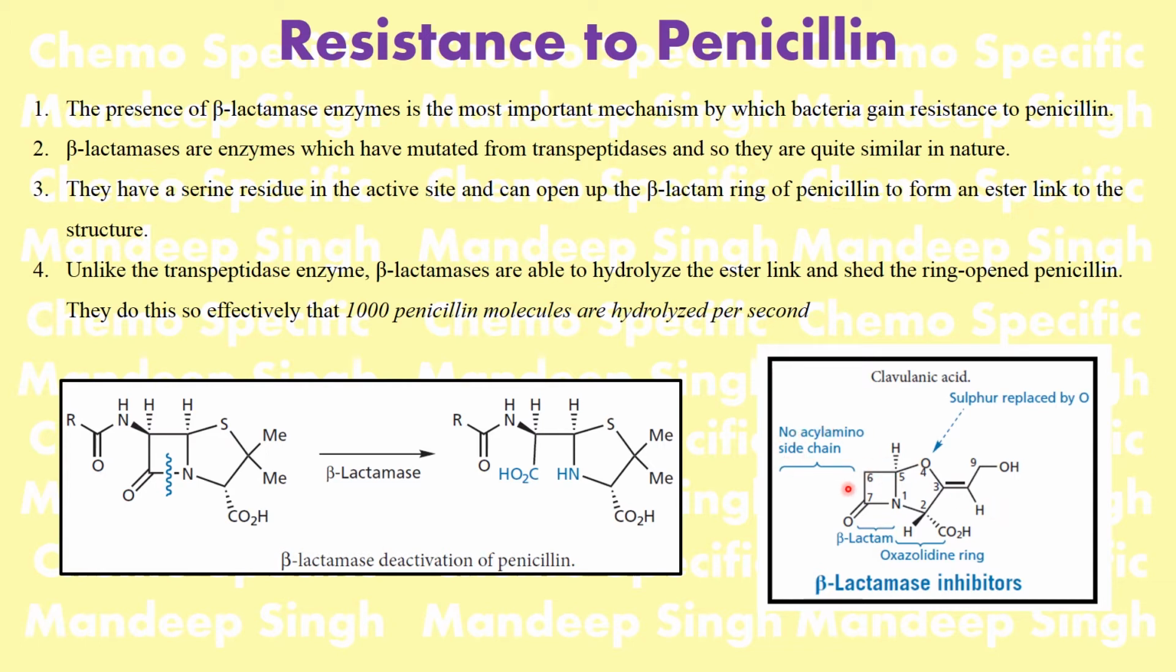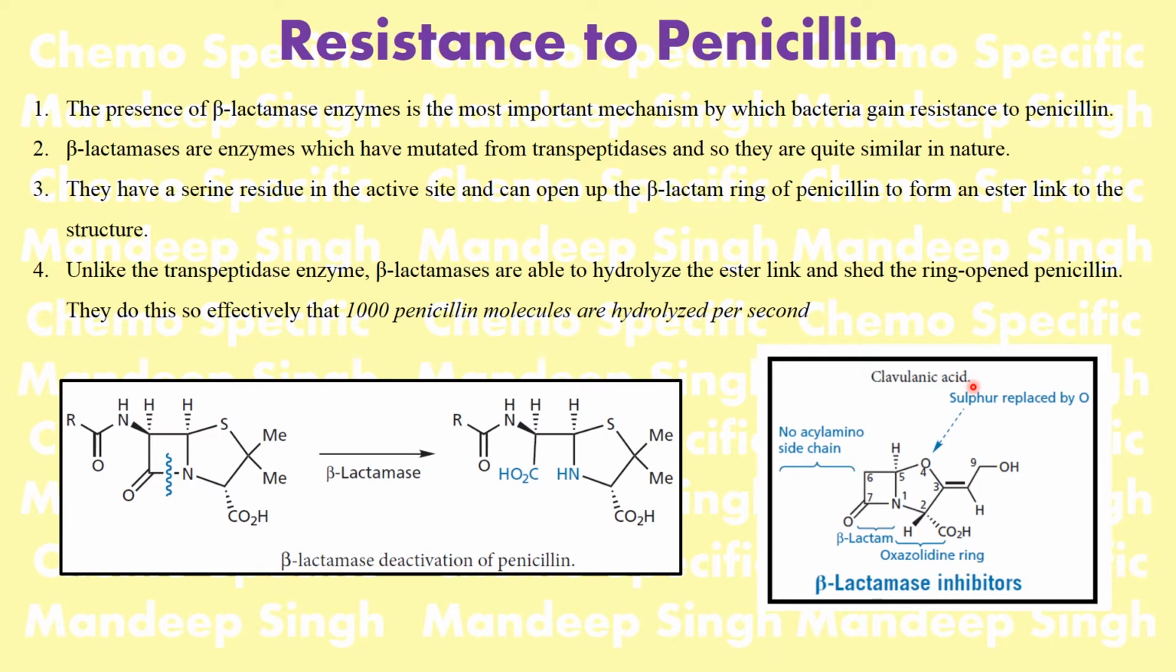So what does this clavulanic acid contain? First of all, it does not have any aminoacyl chain, so there is no aminoacyl chain at position number 6. Second, we have a beta lactam, right? We have an oxazolidine ring, and here the sulfur has been replaced by oxygen, and instead of the 2-methyl group, what we have is a double bond here. So these are the few changes present in clavulanic acid.